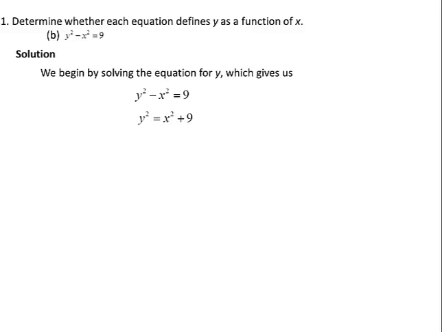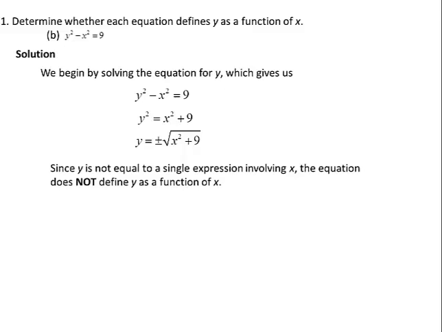And then we're going to take the square root of both sides. Keep in mind when you take the square root, you have to insert the plus or minus. Because we have the plus or minus there, we really have two separate equations here. y equals the square root of x squared plus 9, or y equals negative square root of x squared plus 9. So since y is not equal to a single expression involving x, the equation in 1B does not define y as a function of x.